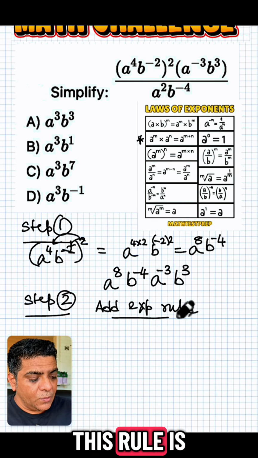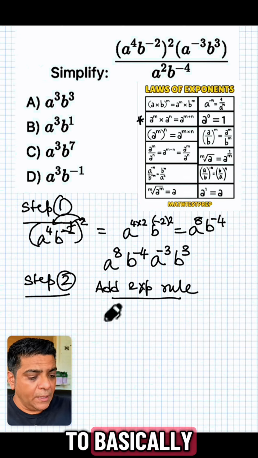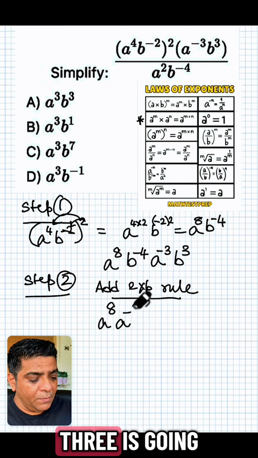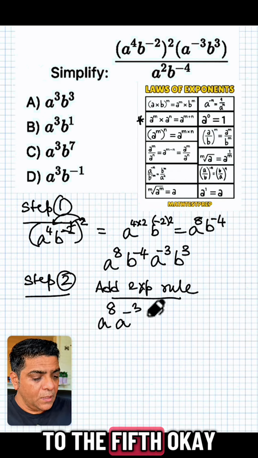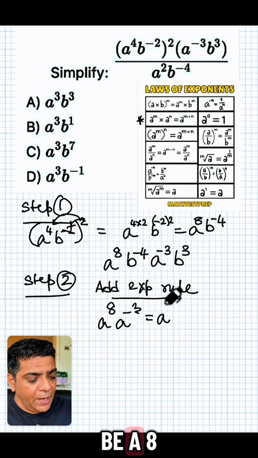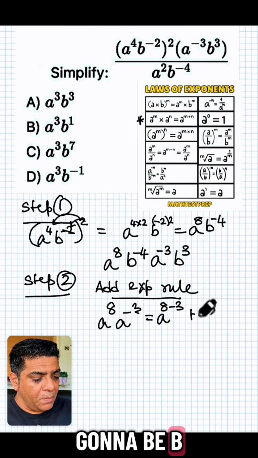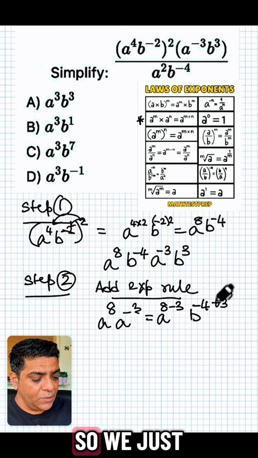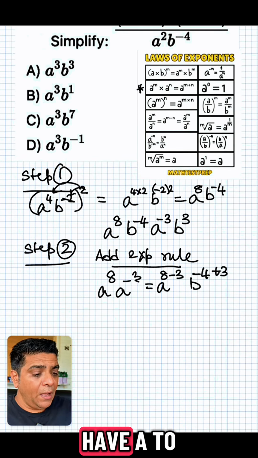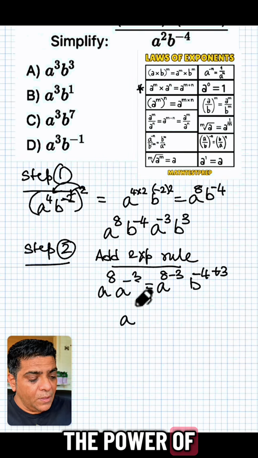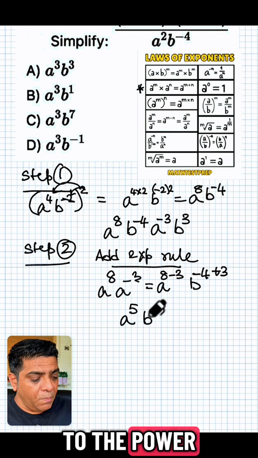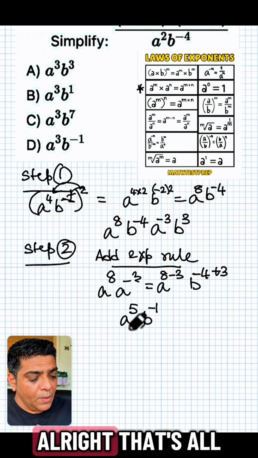With this rule, a to the 8th and a to the negative 3 is going to be a to the 5th, because for a it's 8 minus 3, and then for b it's negative 4 plus 3. So we're just adding the exponents. So now we have a to the power of 5 and b to the power of negative 1. All right, that's all in the numerator.